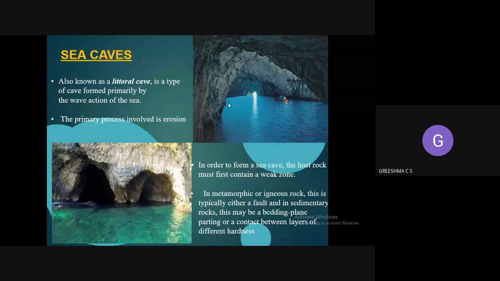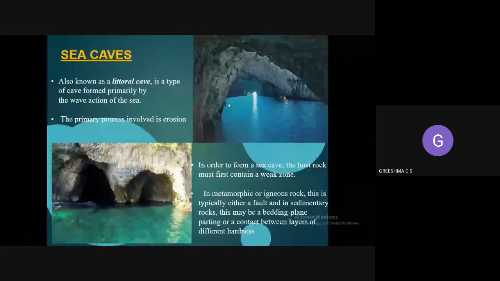So in order to form a sea cave, the host rock must contain a weakness. In metamorphic rocks or igneous rock, this is typically either a fault, and in sedimentary rock, this may be a bedding plane parting or a contact between layers of different hardness. Okay, so if you want to form a sea cave like this, what should happen? The rock mass should be weak. First of all, if you want to form such a shape, what should happen? The rock mass in that portion should be weak.